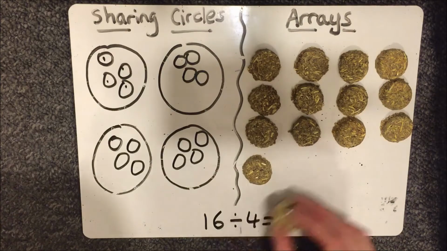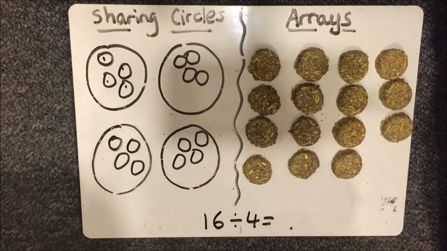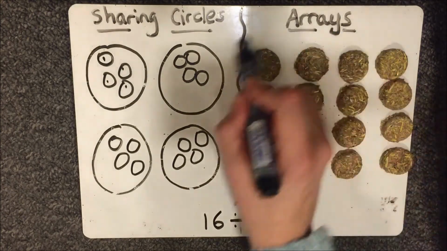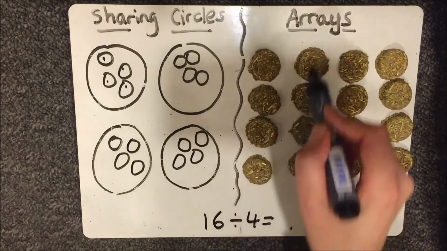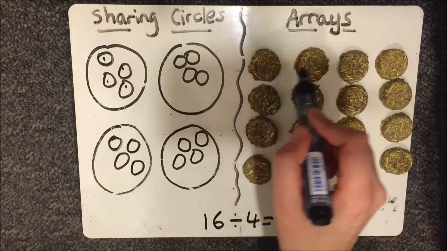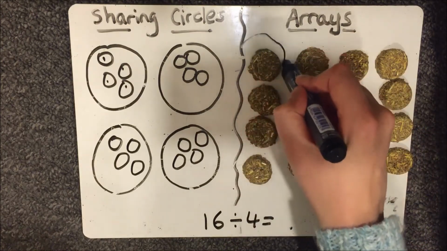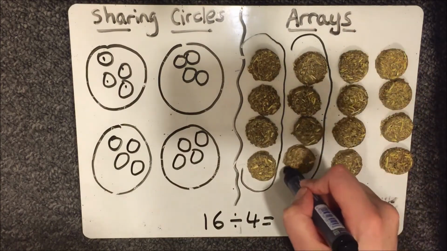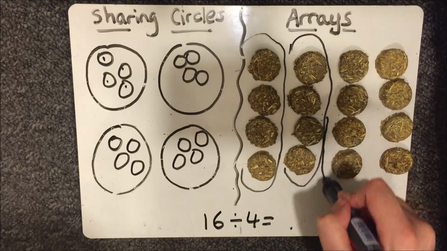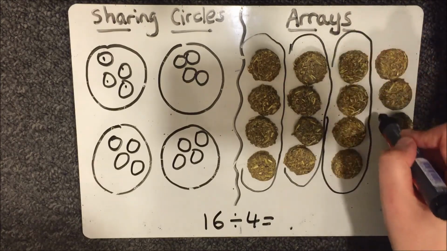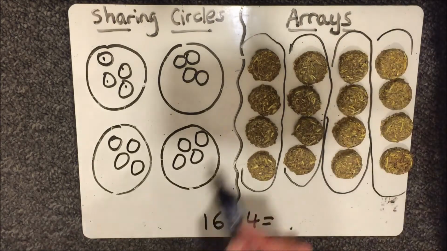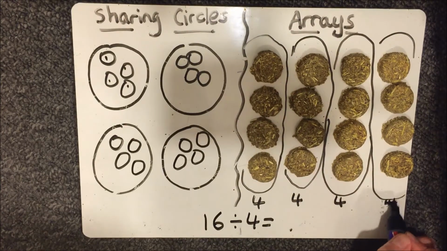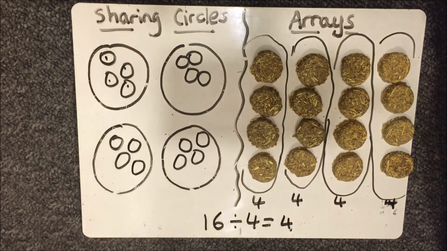One for you, one for you, one for you, and one for you. Do you see how it's in lines? So I've got 16 shared between 4. 1, 2, 3, 4. So I'm going to draw around. So that's one person's. That's another person's. This belongs to another person. And this is my fourth person. How many do they each get? 4, 4, 4, 4. Each person gets 4.